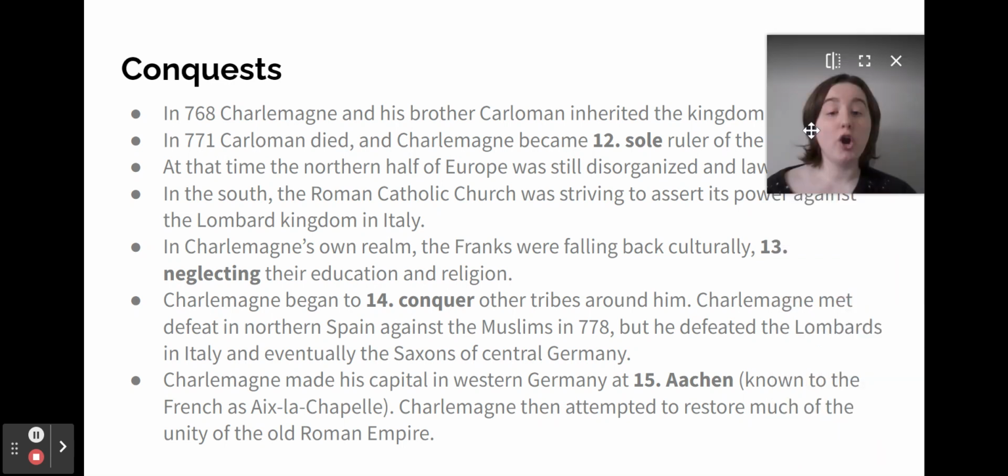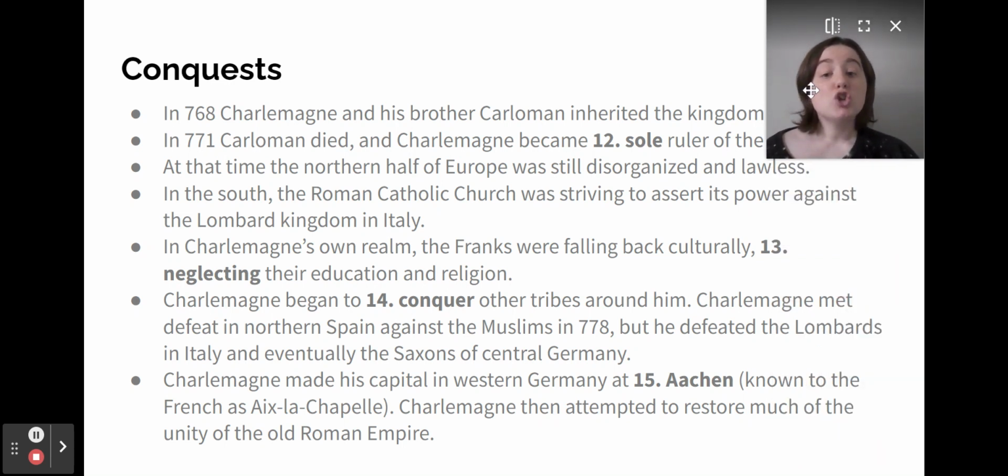Charlemagne began to conquer other tribes around him. Charlemagne met defeat in northern Spain against the Muslims in 778, but he defeated the Lombards in Italy and eventually the Saxons of central Germany. Charlemagne made his capital in western Germany at Aachen, known to the French as Aix-la-Chapelle, and Charlemagne then attempted to restore much of the unity of the old Roman Empire.